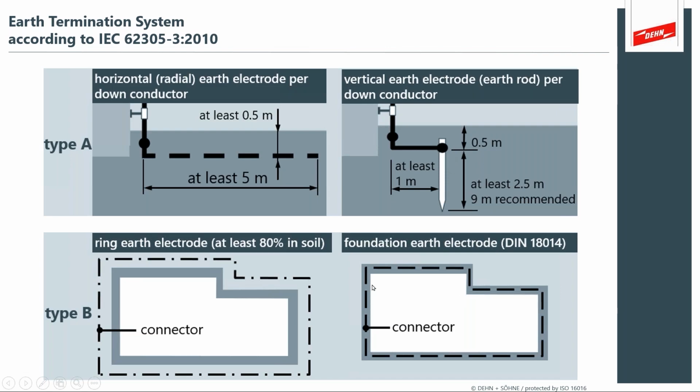And NFPA and IEC both recognize that a foundation earth electrode will serve as a suitable lightning protection earth electrode if done properly. In the NFPA methods, they describe that if you properly test around this perimeter, you can show that the impedance is suitable to serve as a lightning protection earth electrode. And so these are the basic illustrations of what it should look like.